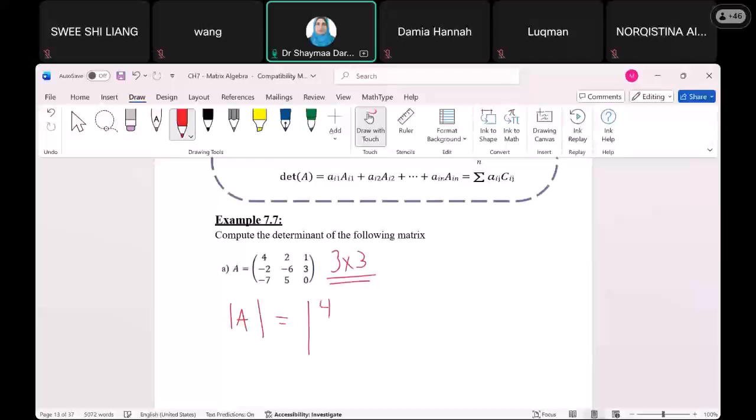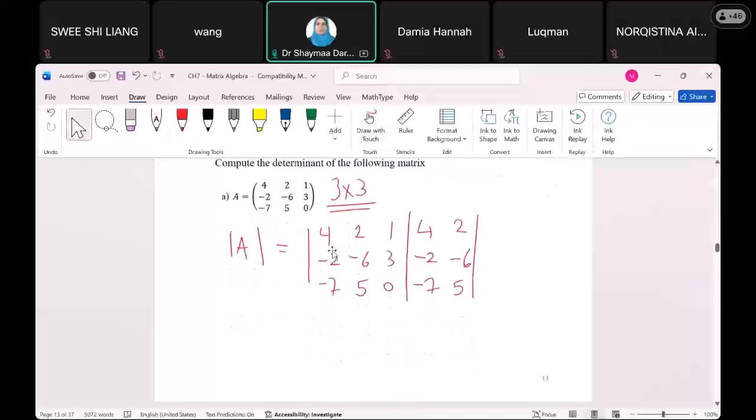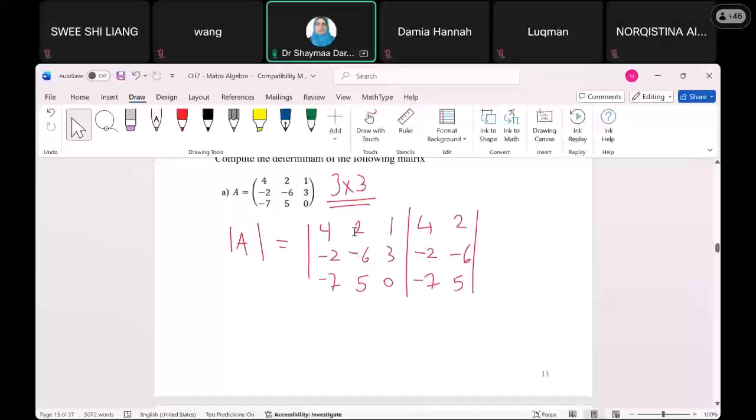Determinant of A: the rows are 4, 2, 1; 2, minus 6, 5; and 3, minus 7, 0. Okay, for the first method you can repeat the first two columns. You repeat only the first two columns: 4, minus 2, 7 here again, and 2, minus 6, 5 again here.